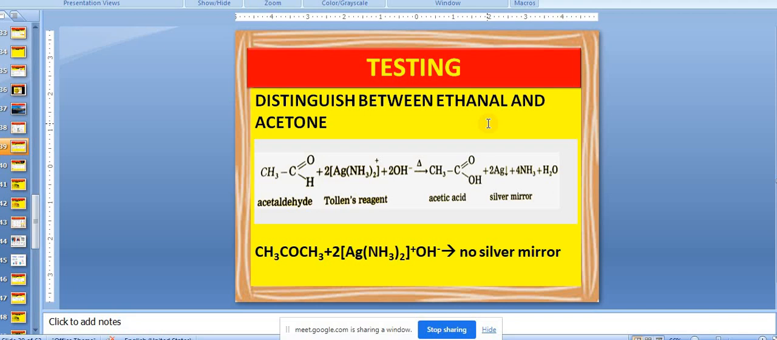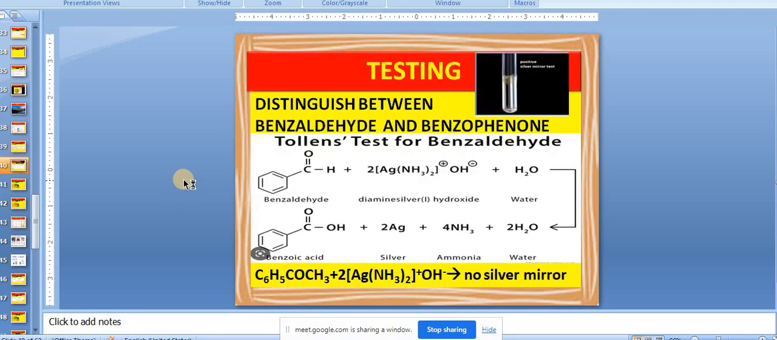This is known as presentation. How you are presenting matters. If you simply write that ethanal will give the Tollen's reagent test and acetophenone will not, those who are checking your answer sheet are not likely to give you full marks. So this is the problem. You have to write the equation along with the observation. This is the way we should write.